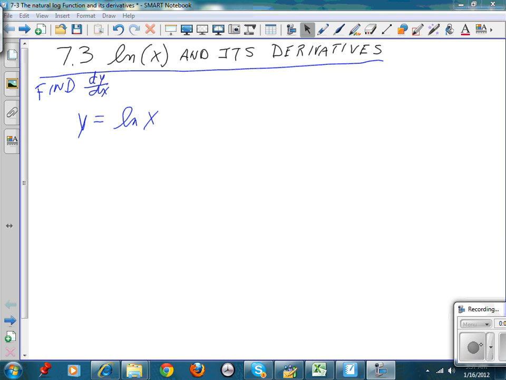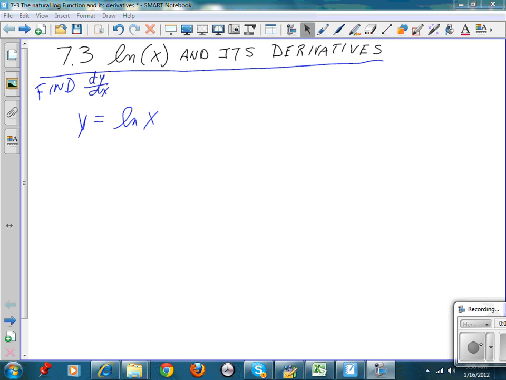Welcome back, and today we're going to study the natural log, or logarithmic functions, and their derivatives. We're really going to focus on the natural log, though. So it's more singular than plural. Maybe we'll expand it to log of any base, but the natural log is the most important one to study.